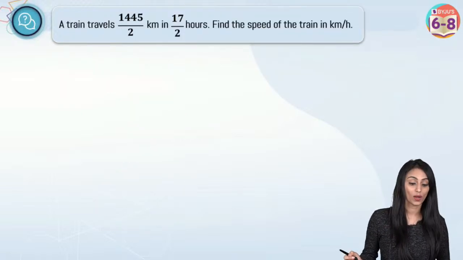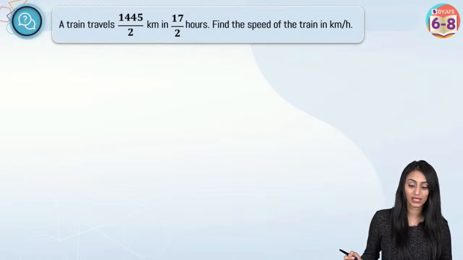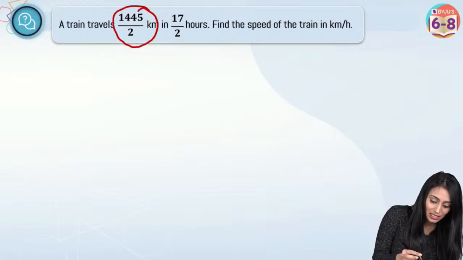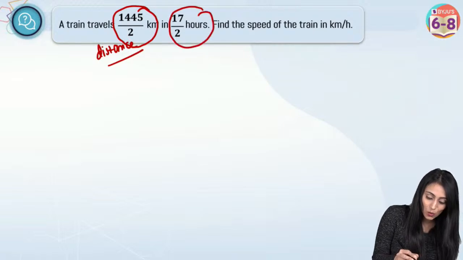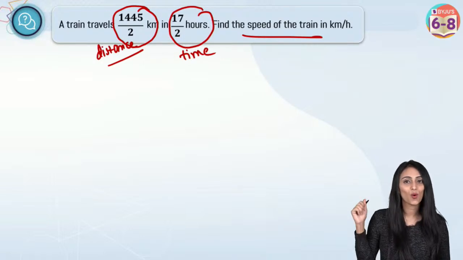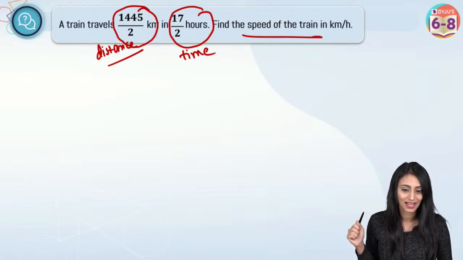A train travels 1,445 by 2 kilometers in 17 by 2 hours. Find the speed of the train in kilometer per hour. So we have this. This is in kilometers. That means this is the distance we have, right? In 17 by 2 hours, this is time. We need to find out speed. I think now you all have understood what we have to do here, right?